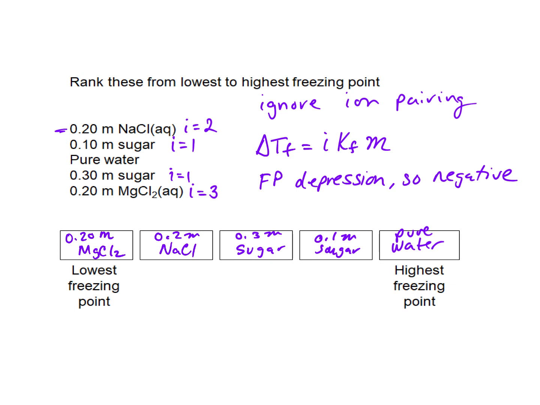So was magnesium chloride the lowest one because it had the highest van 't Hoff factor? Yeah, basically. The van 't Hoff factor definitely plays a role in why magnesium chloride has the lowest freezing point, because we have to multiply that van 't Hoff factor by its concentration. Now, let me propose another solution. What if we have 0.4 molal sugar? Where does that go?